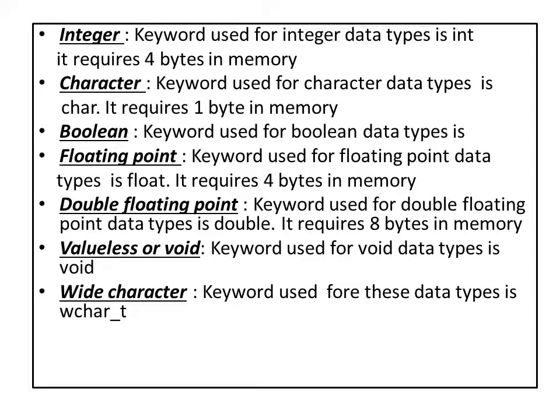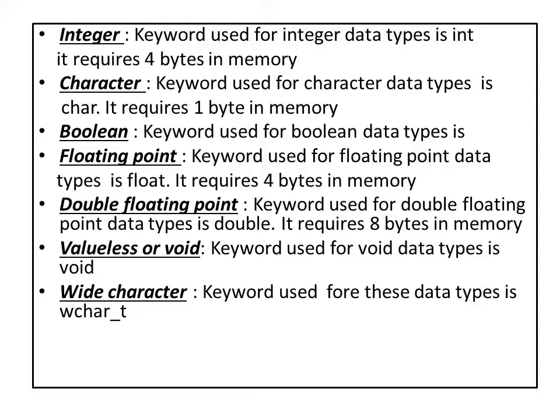Now, what is integer? For integer data types, we use the keyword int and it takes 4 bytes in memory. Int a equal to 32 means we are storing an integer value in a variable a, and the size allocated in memory is 4 bytes. And for character, we use the keyword char and it requires only 1 byte in memory, because when we write characters in single quotes, its size in memory is 1 byte.